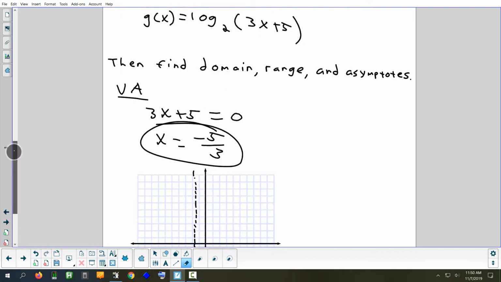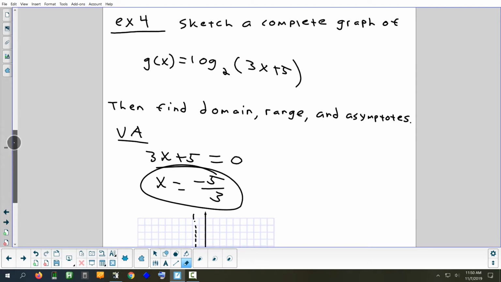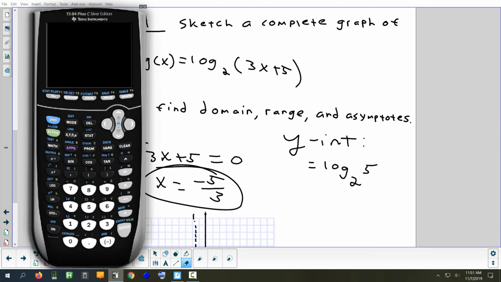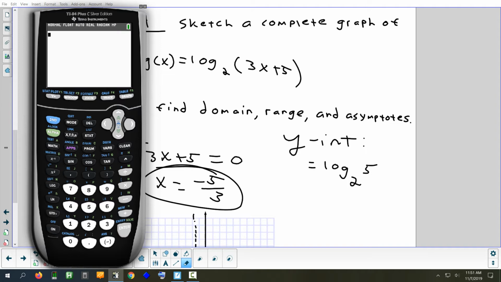Okay, we've got that. Let's try to find the x-intercept. That's probably going to be annoying. Let's try to find the y-intercept. Didn't ask for it, but that's a point that's going to help me. So where it crosses the y-axis. What do I plug in? 0 for x. So I'm going to get 3 times 0 plus 5, which is how much? 5. So the y-intercept is log base 2 of 5. So we just learned how to do that. Log 5 divided by log 2. The y-intercept is about 2.3.